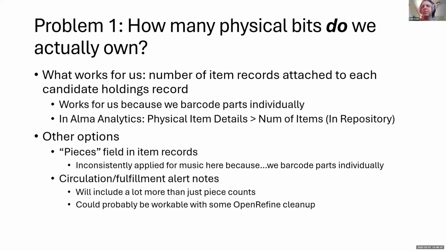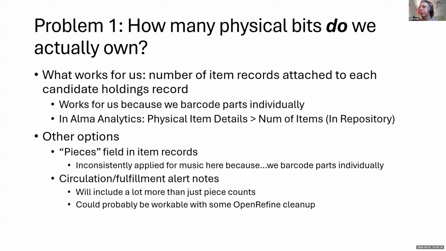Other options that could be considered would be using data from the pieces field in item records, which was not useful in our situation because it was very inconsistent, mostly either blank or one, because one barcode per item or per part. Or in desperation, we could pull data from the circulation or fulfillment alert notes, things like item consists of 4 pieces, which would obviously pull in a lot more than just piece count information, but could probably be made workable with some OpenRefine cleanup.